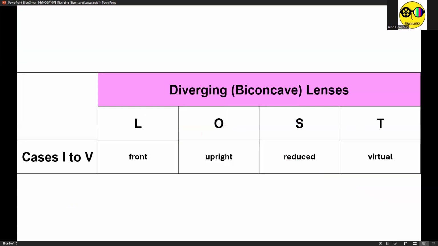Okay, so to summarize, the image characteristics of objects in front of a diverging or a biconcave lens. So all images are found at the front. All of them are upright. All of them are always reduced, and they are formed virtually.